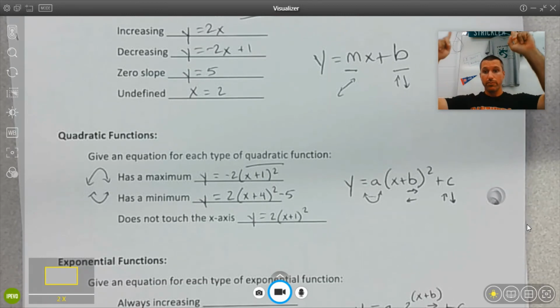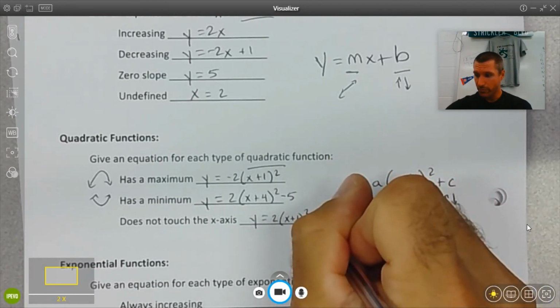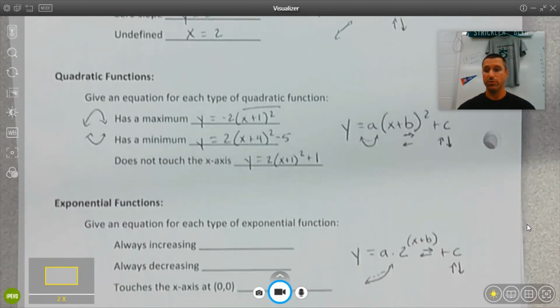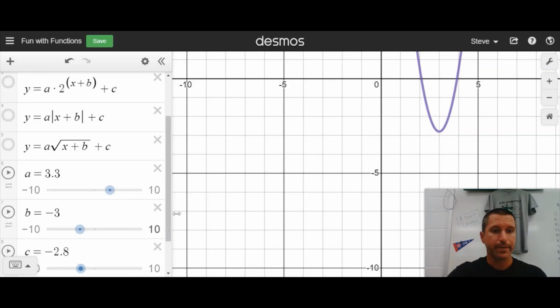And if you just raise it up 1 unit, so if you just go +1, that will now be above the x-axis and will not be touching it. Okay. Same would be true if you flipped it down like a -2 and then moved it down 1 unit, would not touch. Therefore, has no solutions if you were to solve it.